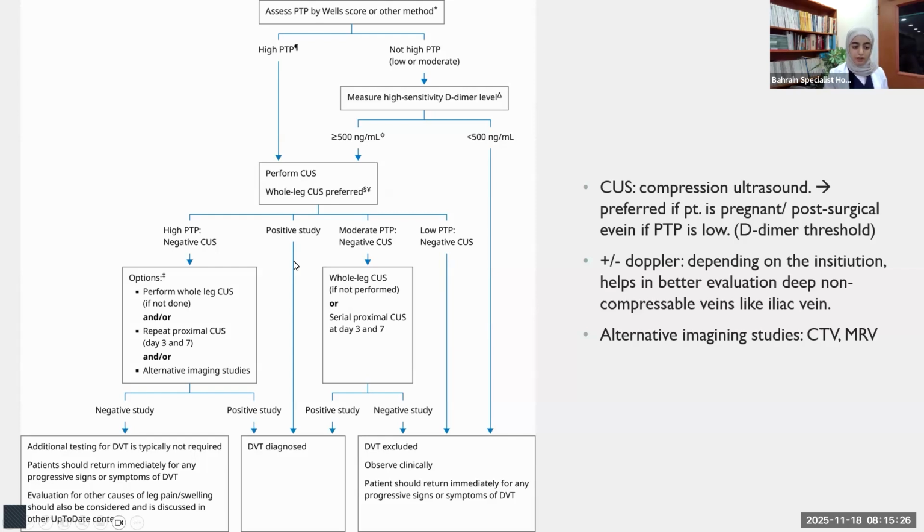If it is a positive study, then of course the DVT is diagnosed. If one of the tests that was performed here is positive, DVT is diagnosed. If it came negative, although the patient has high probability, additional testing is not required, and the patient should return immediately if they have any persistent symptoms of the DVT.